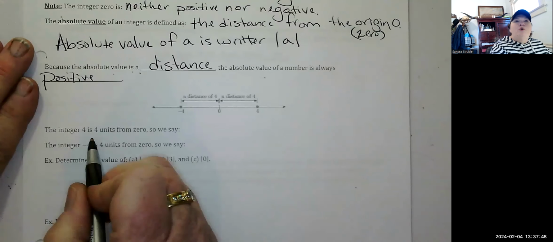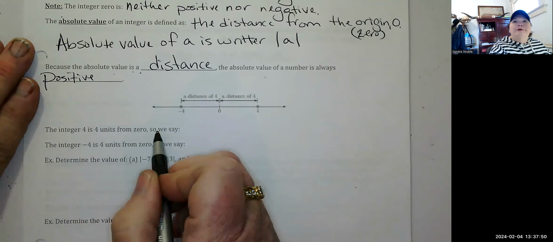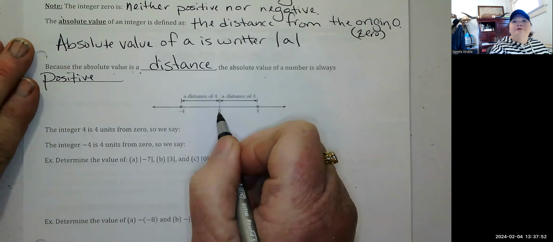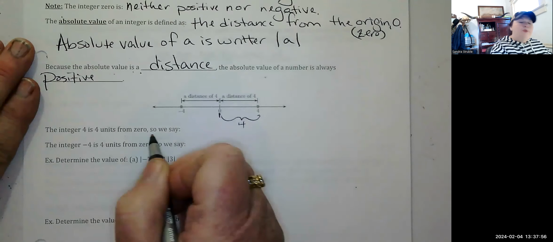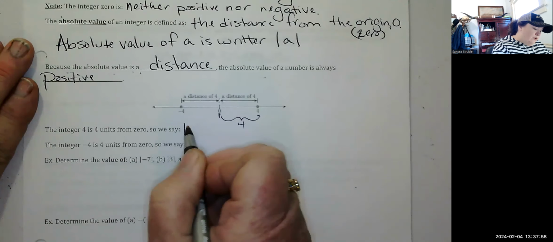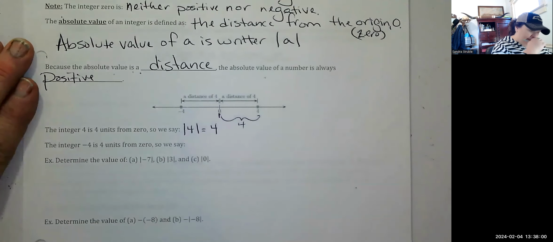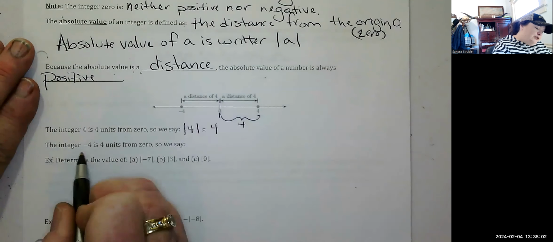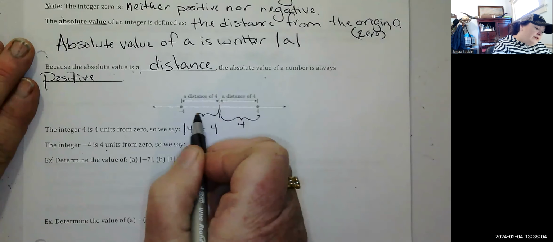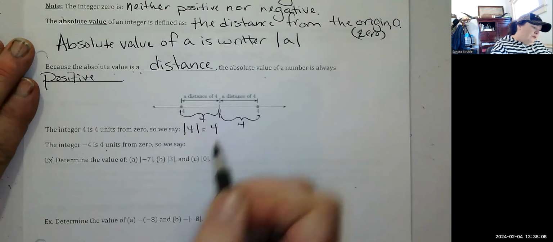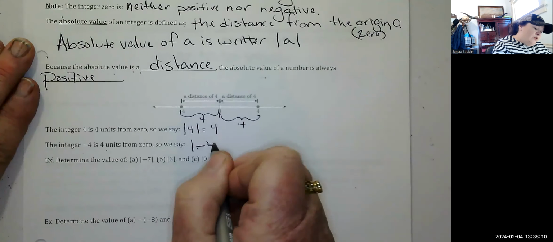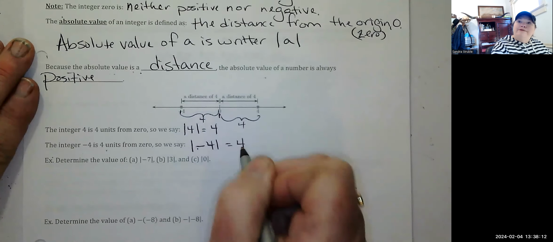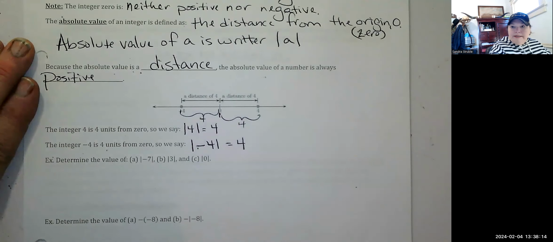All right. So the integer 4 is 4 units from 0. The distance from 0 to 4 is 4. And so we say the absolute value of 4 is 4. Okay. The integer -4 is 4 away from 0. So we'll say the absolute value of -4 is 4.